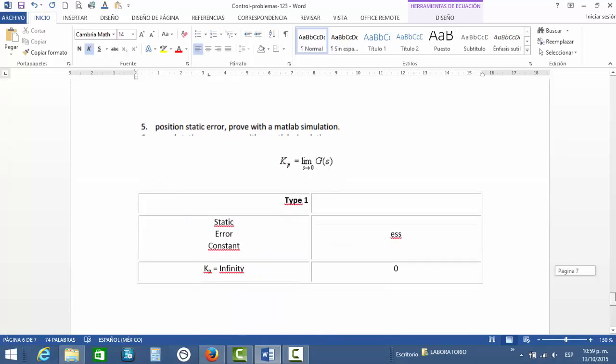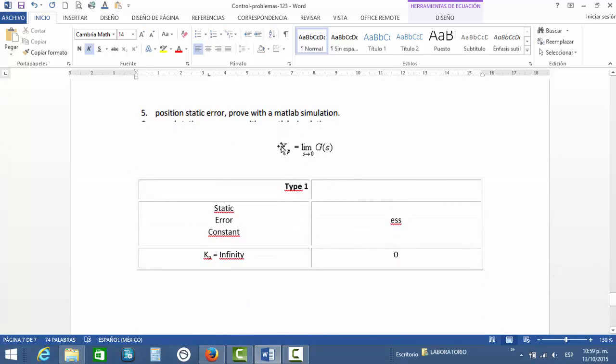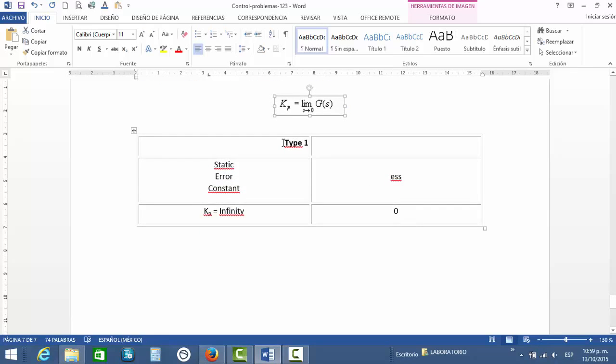And the problem 5, say the position static error. This is the formula: Ep equal to the limit when s tends to 0. The result of this, we know that this is a type 1, and the static error constant Kp is infinite because it's a step function, and the static error is equal to 0.